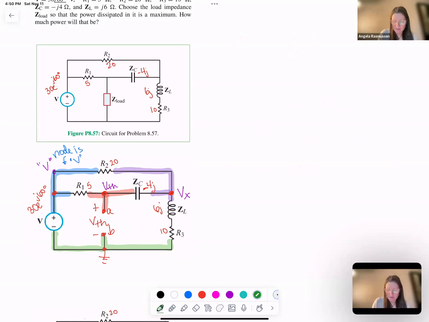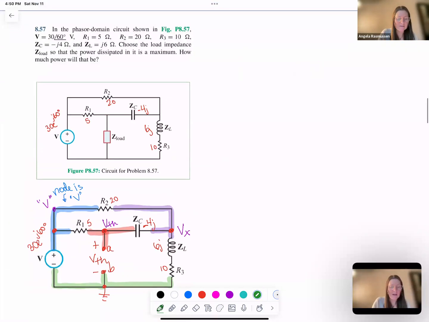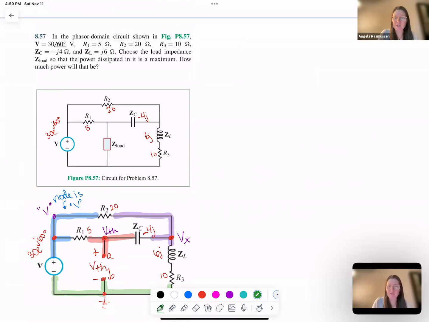Now when I do node voltage, I'm only going to do node voltage at VTH and Vx, because the other node on the blue side is going to be V, which was given as 30 angle 60 degrees, which can be written as 30 e^(j60 degrees). So let's start with VTH.